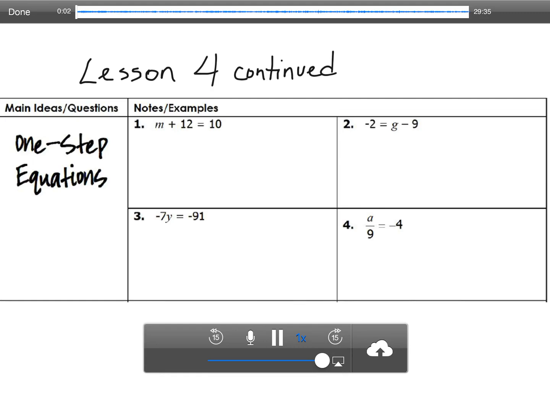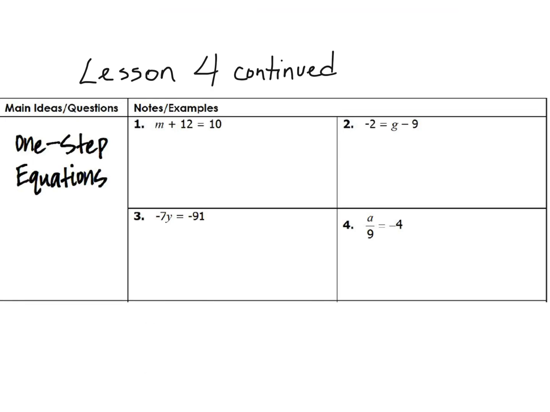All right, today we are going to continue with lesson 4. It'll be the back side of our translating algebraic expressions and equations notes from yesterday. We're going to be doing one-step equations and two-step equations. I am going to explain how I expect everyone to show their work during this first semester.